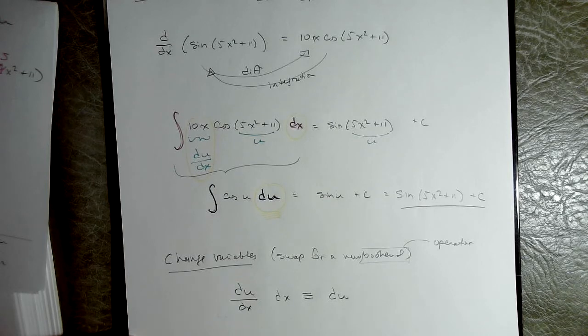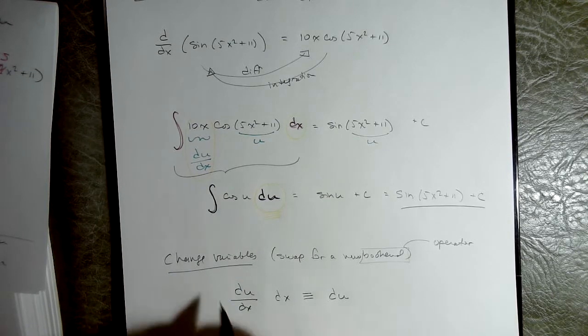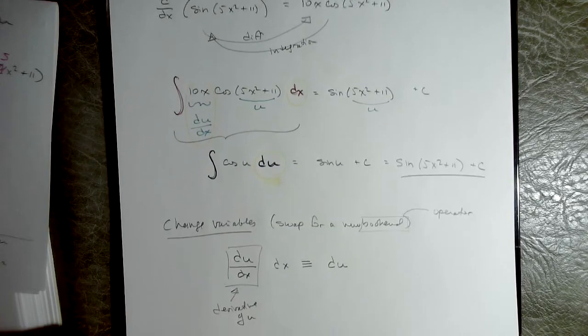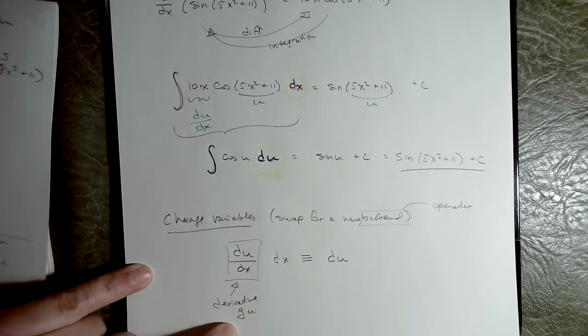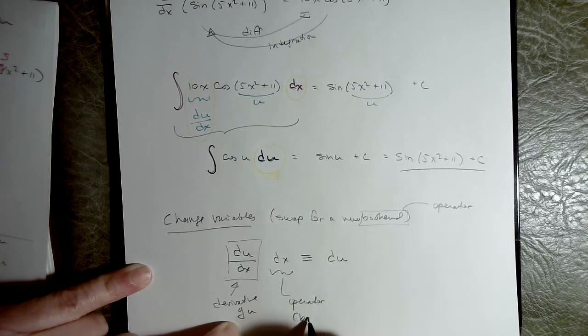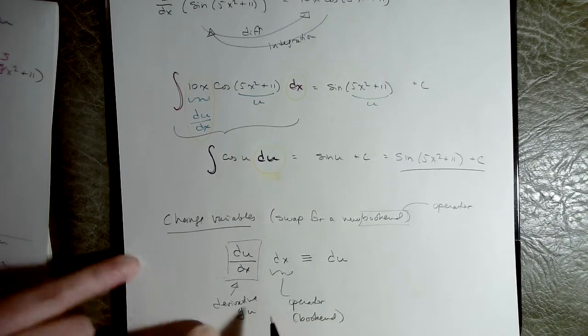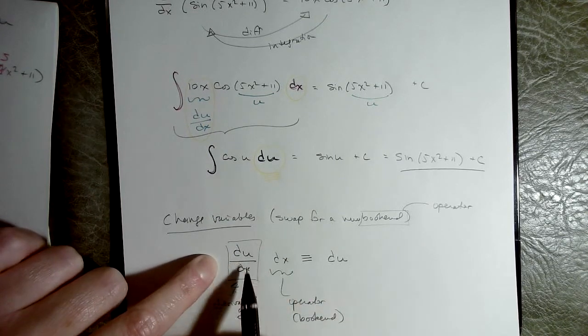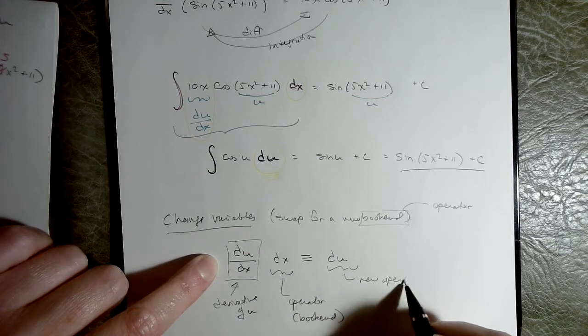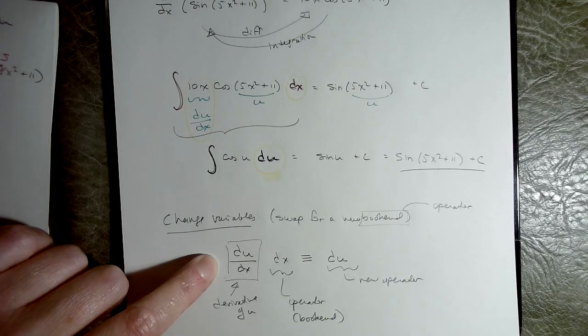Okay. Notation, this is your derivative of whatever you decided u is going to represent. This is the derivative of whatever you've decided u is going to represent. This is your operator, your bookend. Okay, and you need that entire conglomeration to swap out for a new bookend, a new operator in your integral.